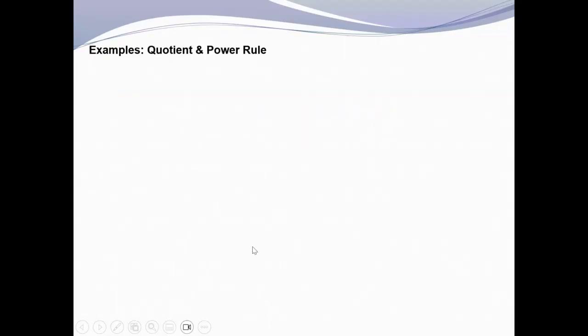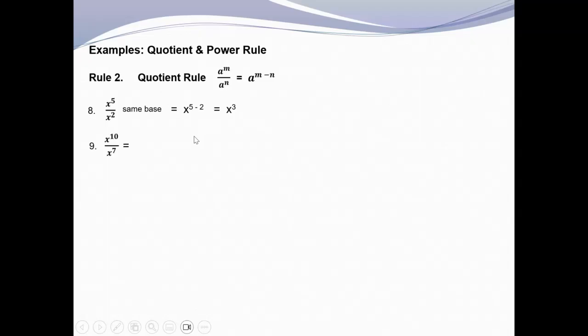Now comes rule number 2, which is the quotient rule. Now you see you have the same base, right? a to the m divided by a to the n. We subtract the exponents. Example, same base, it'll be x to the power of 5 minus 2, which will give us x cubed. x to the 10th divided by x to the 7th. Again, they have the same base, so it'll be x to the third power, because 10 minus 7 is 3.